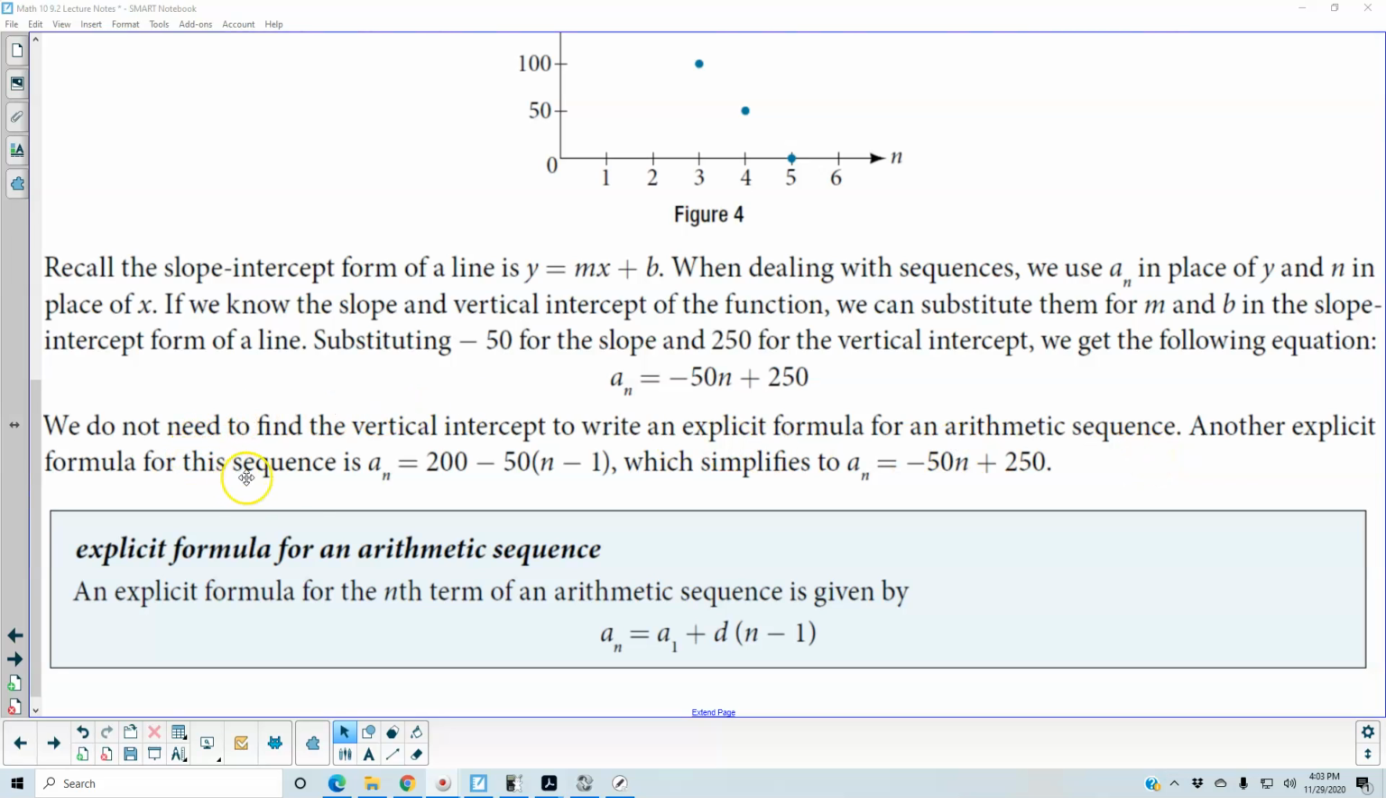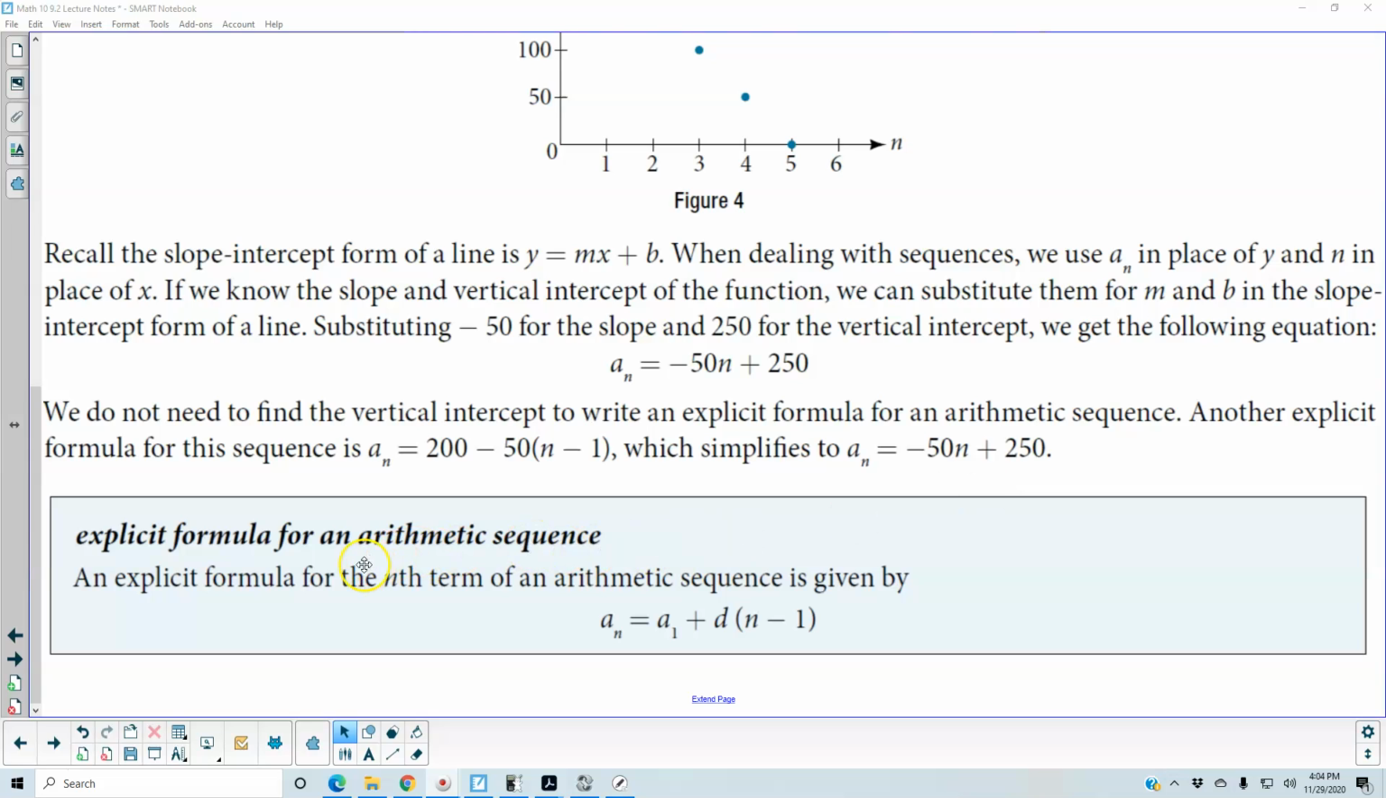Another explicit formula for this sequence is a subscript n is equal to 200 minus 50 times n minus 1. If we distribute this negative 50 to both terms, it simplifies to the following: a subscript n is equal to negative 50n plus 250. So the explicit formula for an arithmetic sequence is the following: a subscript n is equal to a subscript 1 plus the common difference times n minus 1.